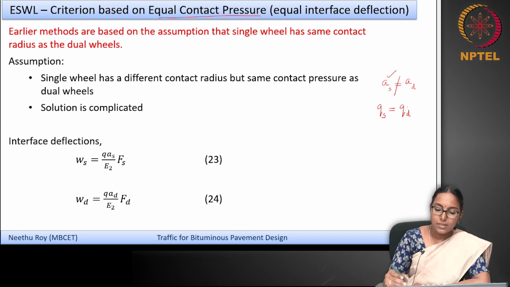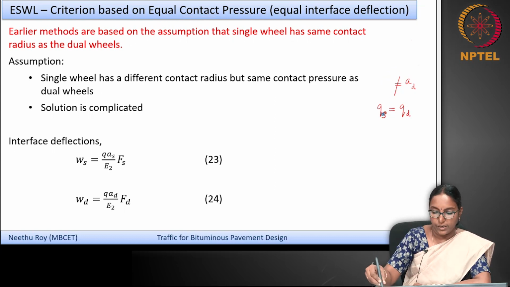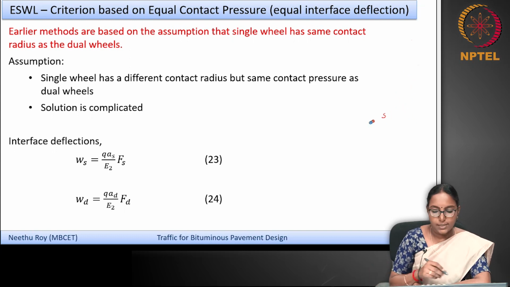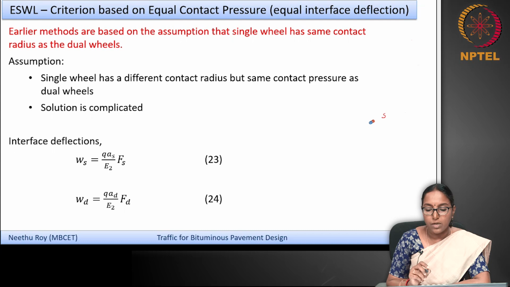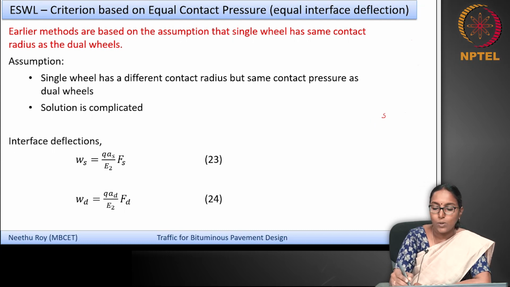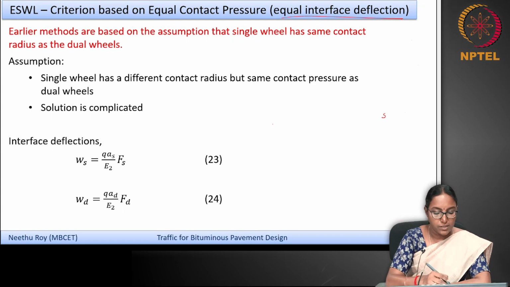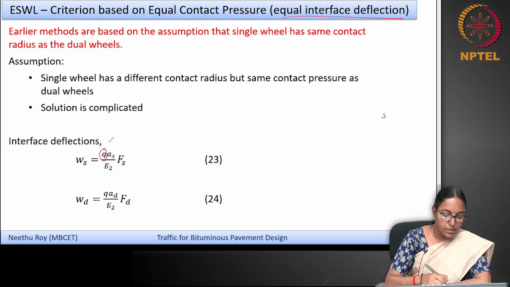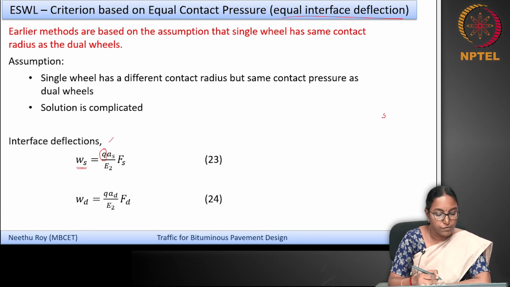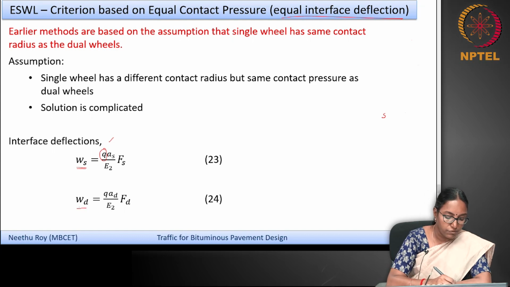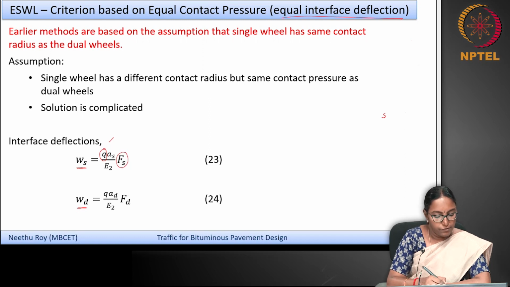The problem with this method is it is computationally difficult. Okay, so let's see. Again, the criteria used for this approach is the equal interface deflection criteria. The interface deflection, as we know, is given by Ws = QaF/E. In this case I have taken Q as constant. Ws is the deflection due to the single wheel and Wd is the deflection due to the dual wheel, and Fs is the deflection factor for the single wheel and the deflection factor for the dual wheel is Fd.